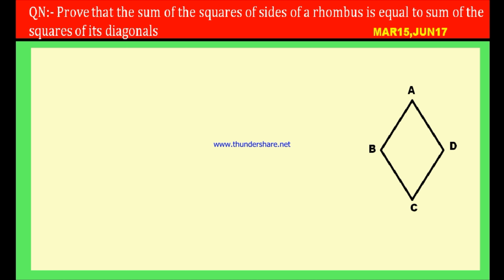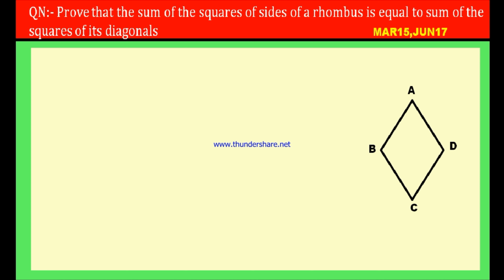Here is the rhombus. A rhombus may look like a kite. Rhombus means it is a quadrilateral in which all the 4 sides are equal. That is, AB is equal to BC is equal to CD is equal to DA. All the 4 sides are equal in this rhombus. In any quadrilateral, if all the 4 sides are equal, then it is called a rhombus.